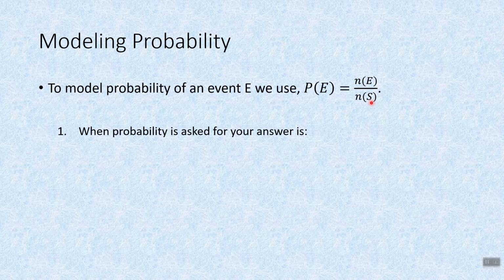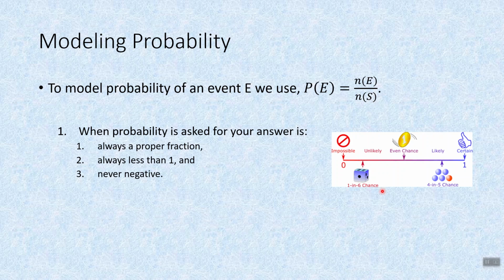Whenever probability is asked for, your answer is always a proper fraction. So if you're going to write it as a fraction, your numerator is smaller than your denominator. If you're going to write it as a decimal, because decimals are actually fractions, it's a decimal with no whole number, right? Always less than 1, never negative, so always between 0 and 1. A proper fraction has the numerator smaller than the denominator. And we can see here in this cute little graphic an impossible event, everything from 0 to 1, nothing negative, nothing higher. And you can see where some things land on the scale along there as well.